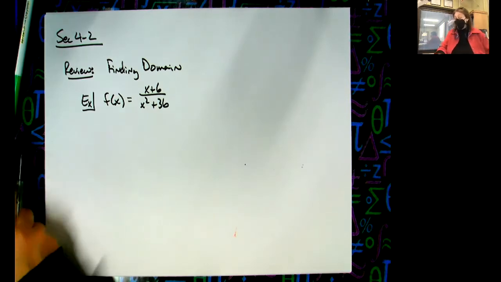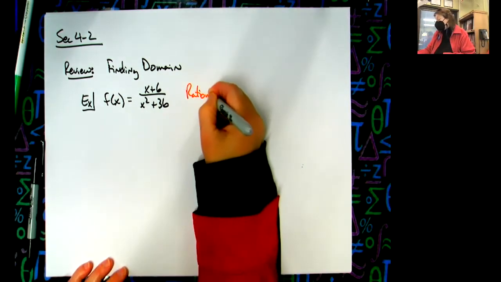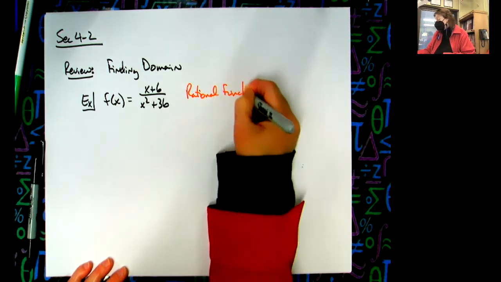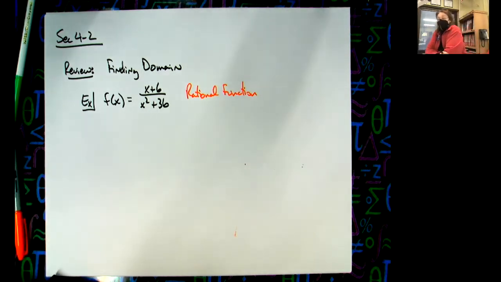All right, we know it's a rational function, right? It's a rational function because it's a fraction. It's got a top, it's got a bottom. So it's clearly a rational function. We have memorized how to find the domain of a rational function. Okay, Megan, how do we find the domain of a rational function?